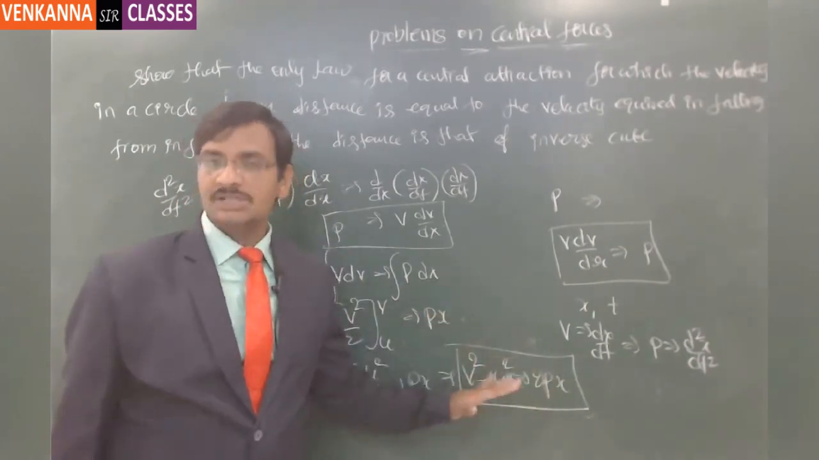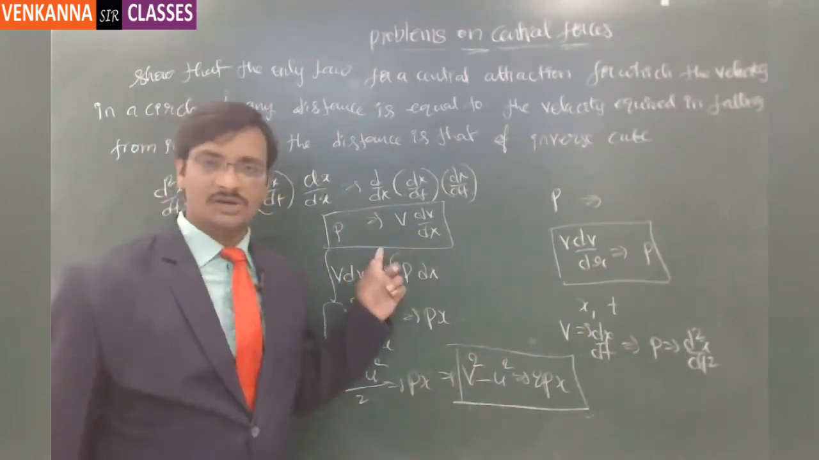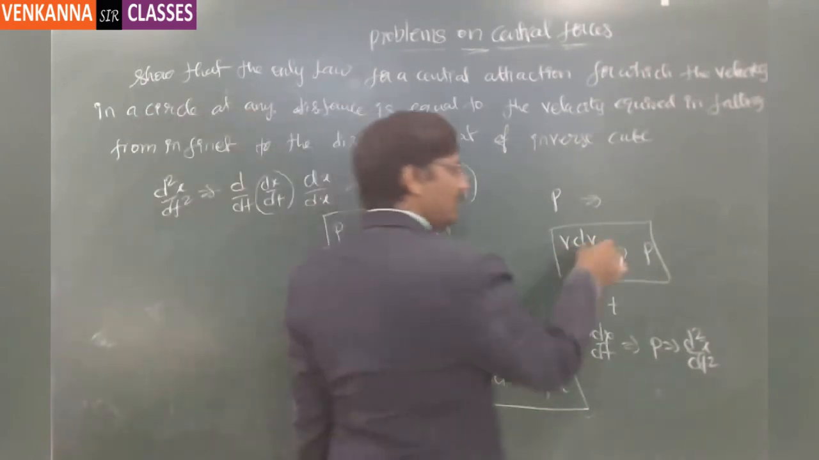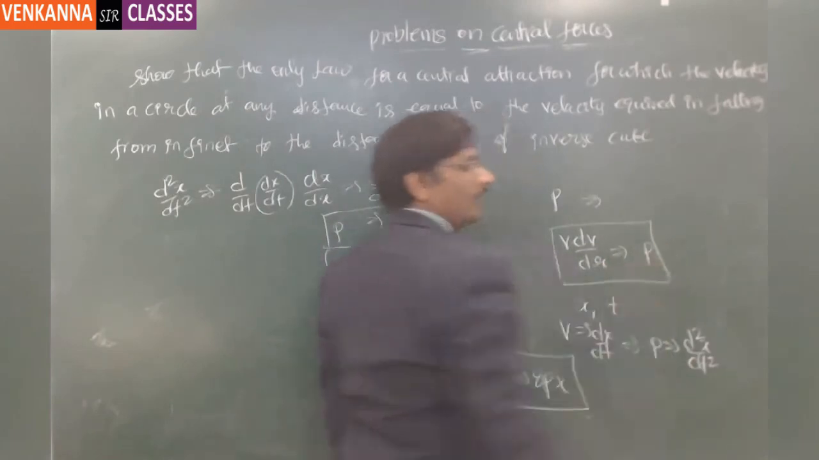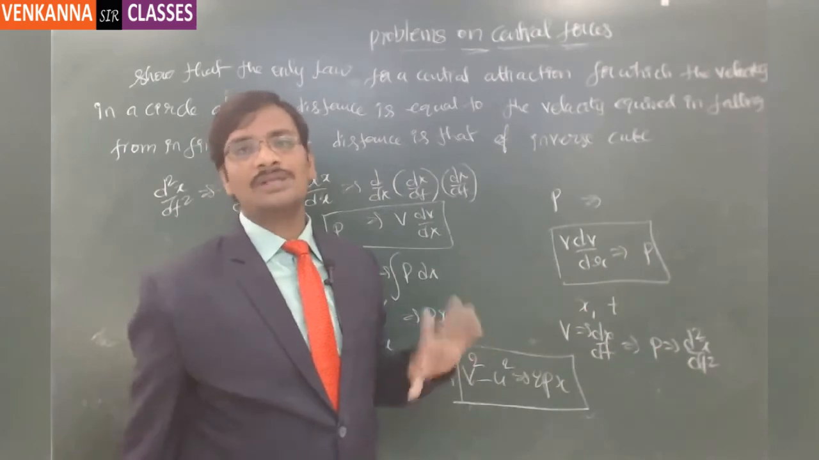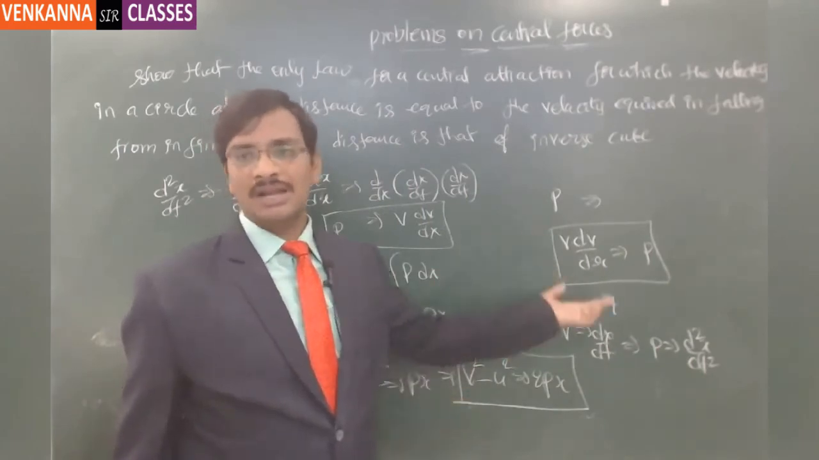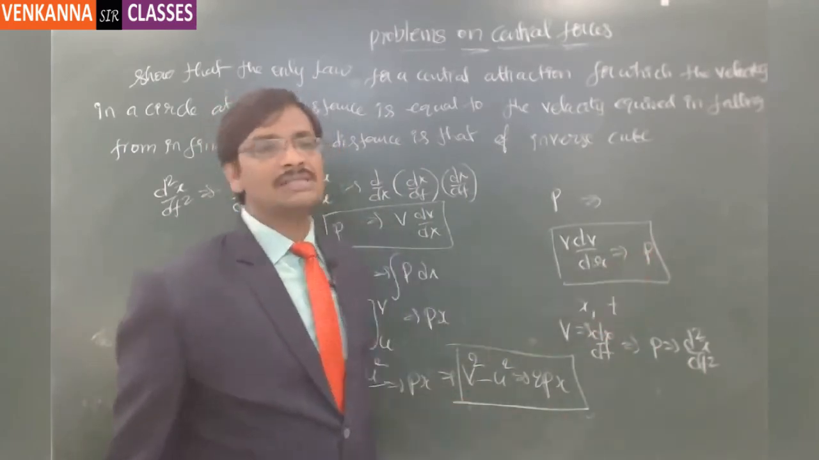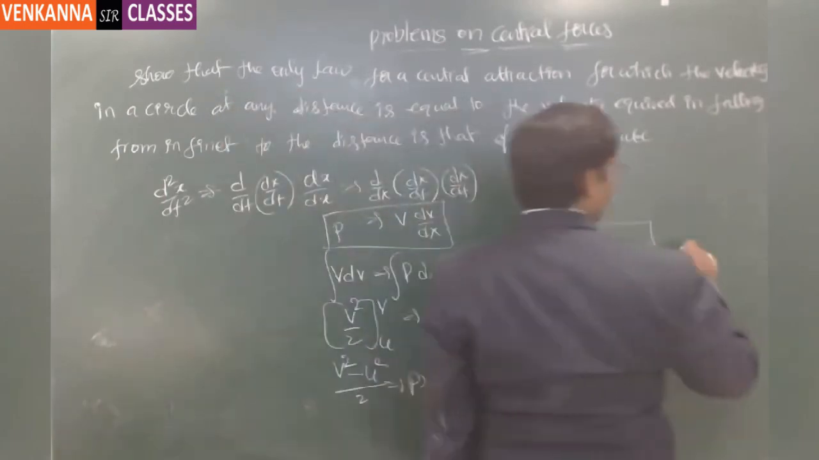Now this methodology we are going to adapt here also. So v dv by dr is equal to p, where p may be a function of r. Now we are talking about the central acceleration, which you can treat as a function of r. So this is p of r.